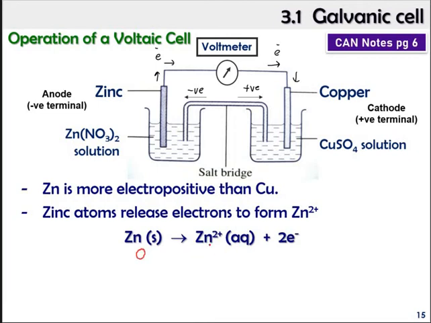Okay, so dia akan release 2 electrons to become zinc 2+. So zinc 2+ oxidation number is +2. So from 0 to +2, oxidation number increases. So that means it is oxidation. Okay.